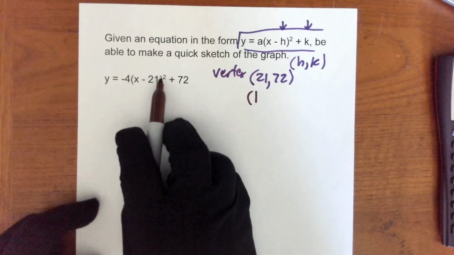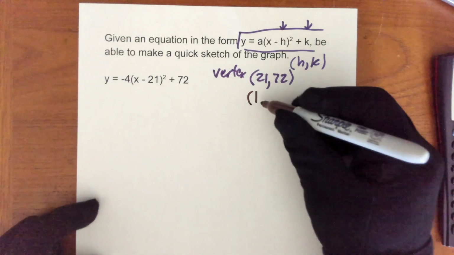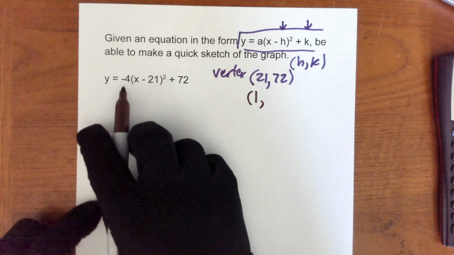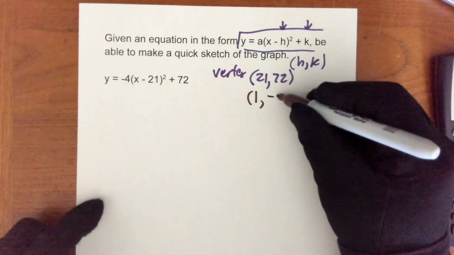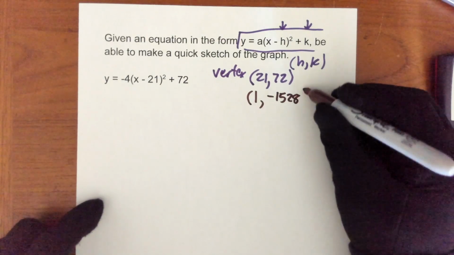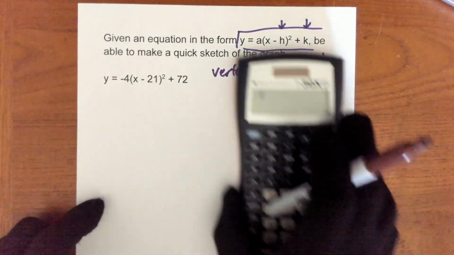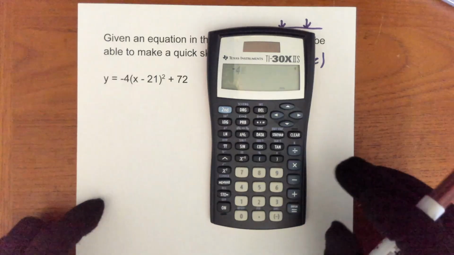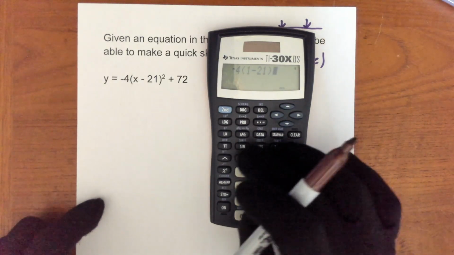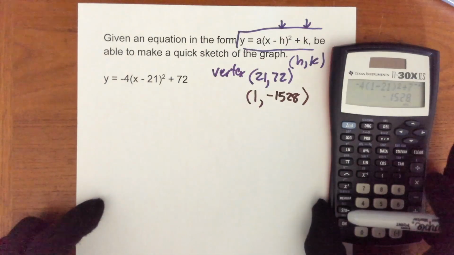Negative 20 squared is 400, times negative 4 is negative 1600, plus 72 is negative 1528. Alright, now if I use a calculator instead, negative 4 times (1 minus 21) squared plus 72, we get the same value.